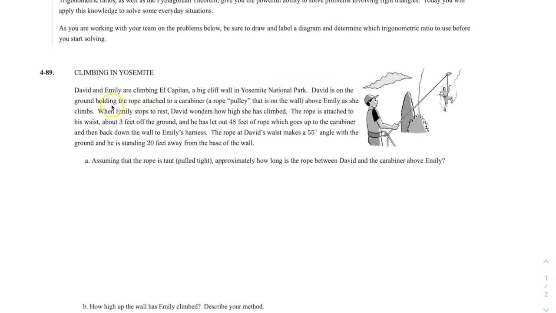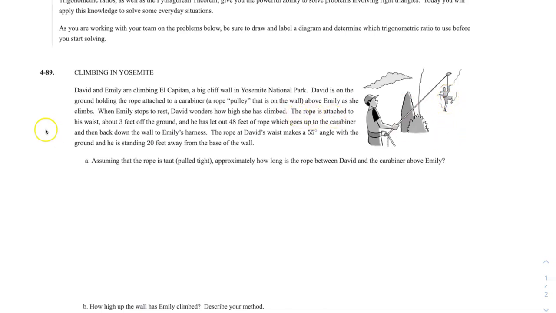David is on the ground holding the rope attached to a carabiner, a rope pulley that's on the wall. So here's David. There's a carabiner. It's a system used to help keep people safe. The carabiner is above Emily, that's Emily right there, as she climbs. When Emily stops to rest, David wonders how high she has climbed. So he wants to know how high that is from the ground.